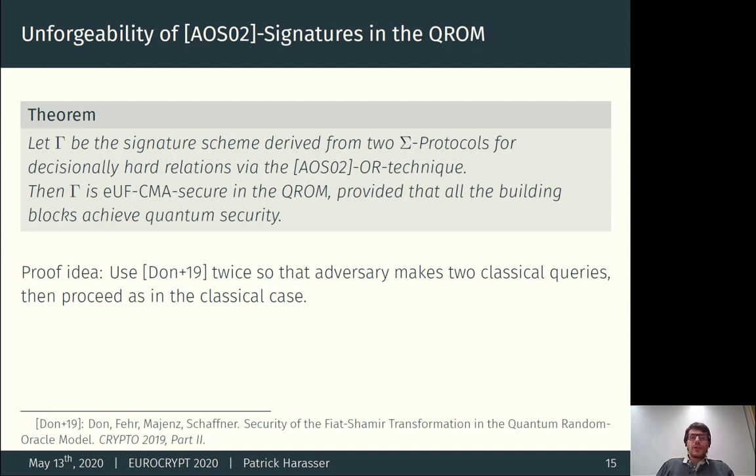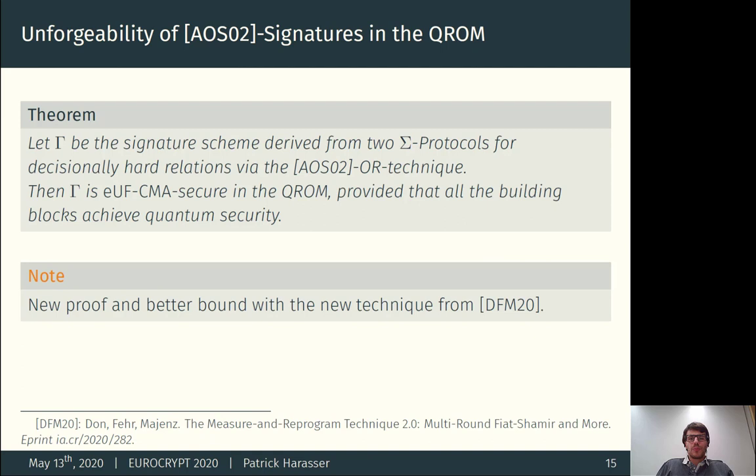We are currently in the process of discussing our proof with the authors of the Crypto 19 paper, but let me mention that Don, Fehr, and Majenz have since extended their technique to directly handle also cases with more than one measurement, which somehow was the limitation of their original technique. So their new technique applies directly to our use case here, and it even gives a better security bound than the one we have in our paper. But again, this proof relies on programming the QROM.